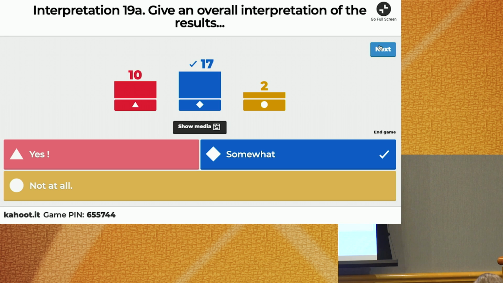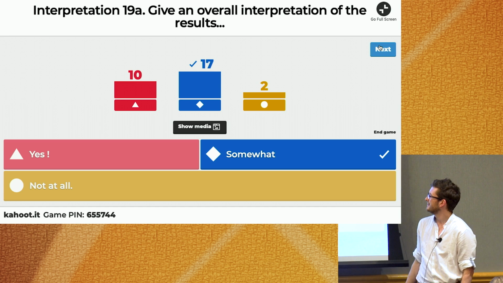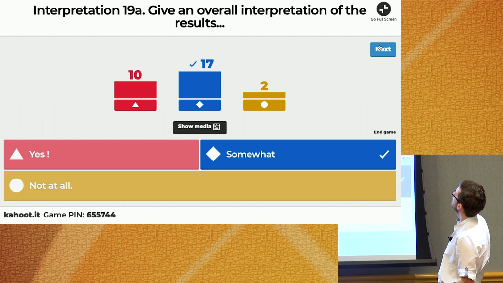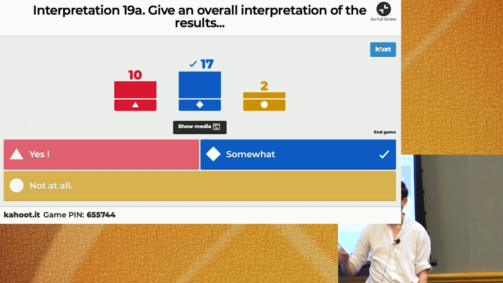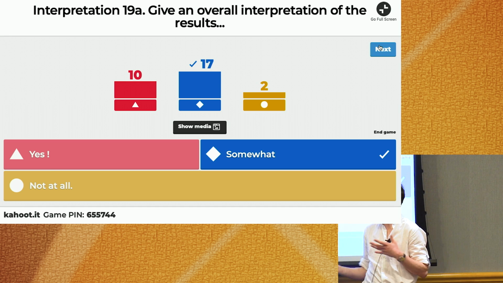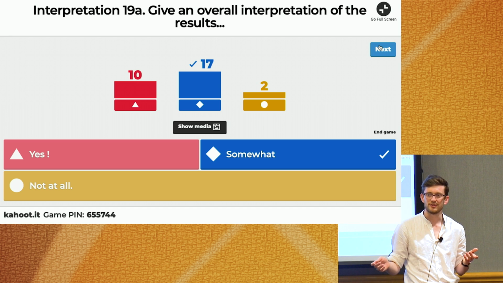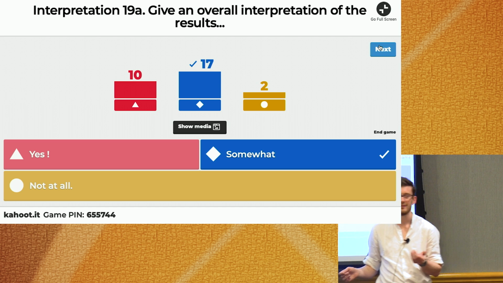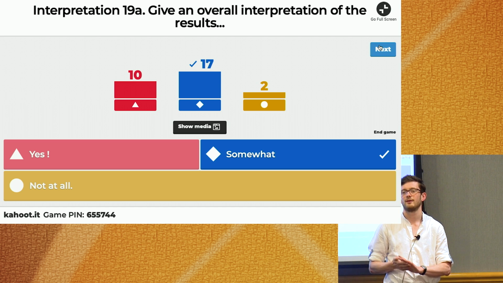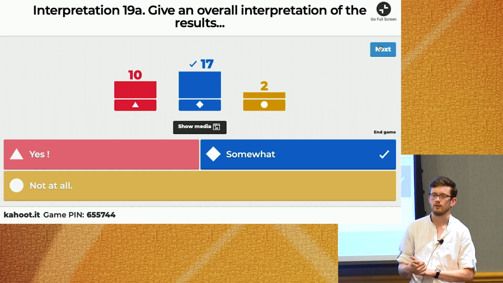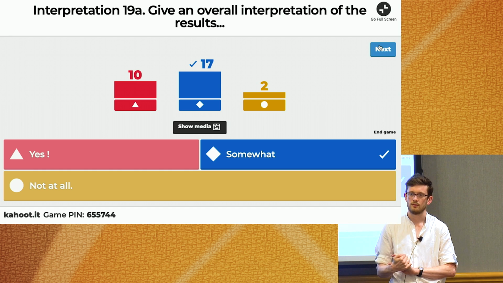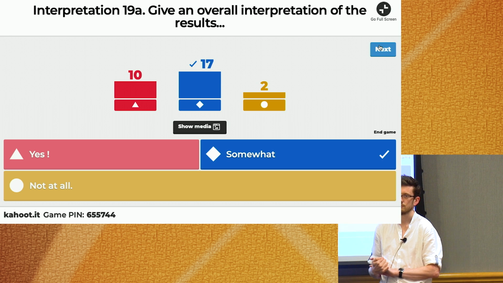Okay, it's nice actually. People are agreeing with me much more than they did in the last one, so that's quite satisfying. So, someone that says yes. You think they did it perfectly? Can you tell me what the overall interpretation was that they gave? So I found the strength of the model and the limitation of the work. So I think that's good enough for me. Yeah.